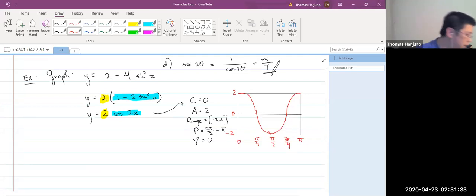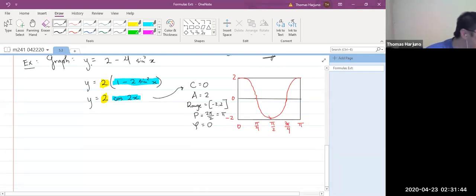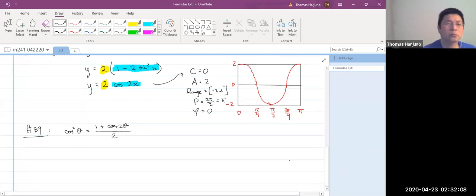Let's do some proofs. So that's about graphing. I need you to memorize these 2 things here. The first one is number 39. In some sense, you need to memorize this: cosine squared theta equals 1 plus cosine 2 theta over 2.